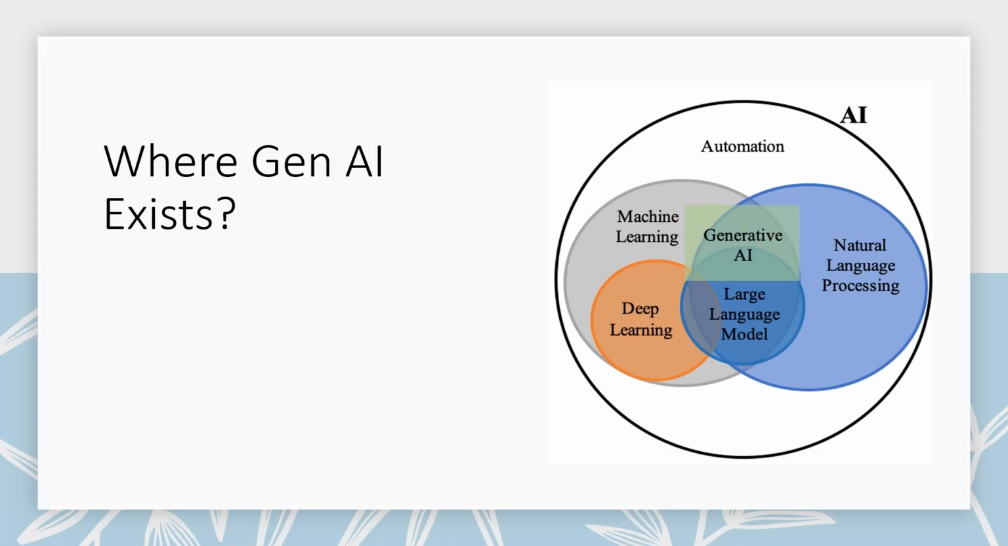AI is vast. So where does Gen AI exist in the field of AI? As we all know, machine learning, deep learning and natural language processing are part of AI. Machine learning handles all the math logic that is needed, deep learning is a bit more advanced and works on neural networks, and natural language processing, as the name suggests, handles all the language related stuff. So Gen AI is the intersection of all this. It uses large language models.